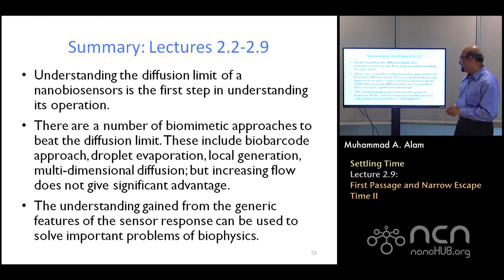And finally, the point I wish to make: the understanding that we gain is so general that we can now take it back to biological problems also. We discussed mean first passage time. We discussed, for example, the narrow escape time. These things are all threaded together by a very simple concept of diffusion equivalent capacitance.